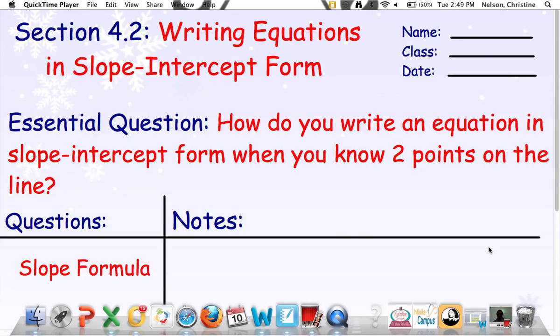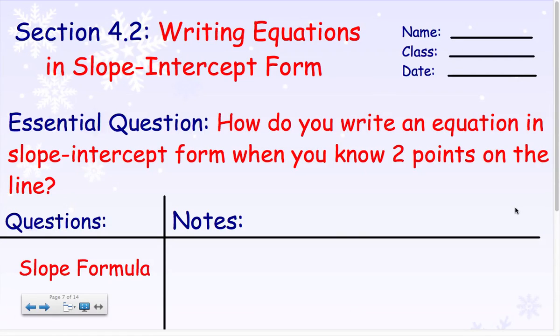Section 4.2, writing equations in slope-intercept form. Essential question: how do you write an equation in slope-intercept form when you know 2 points on the line? The thing we need to know today is the slope formula. This is review from chapter 3, but we're going to use it today as well. It's y2 minus y1 divided by x2 minus x1.